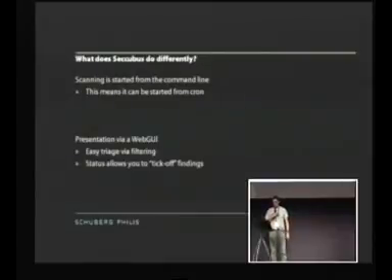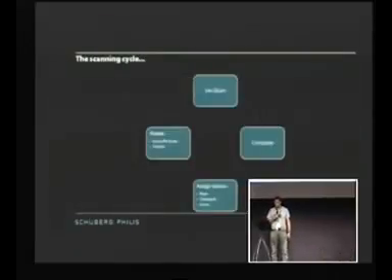So what do we do differently with Secubus? We try to scan automatically from the command line, which means you can do it via the cron tab. And present the results in a GUI, which allows an easy triage via filtering, and it allows you to tick off findings. So it really fits into this cycle.